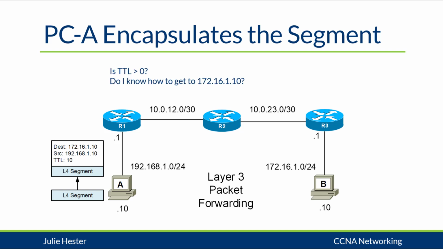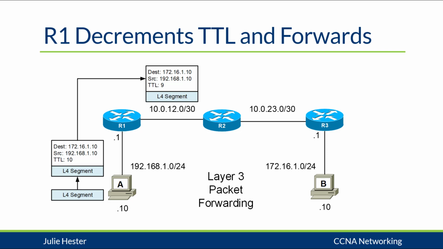R1 verifies that TTL is greater than 0 and looks up the destination IP address to PCB in its routing table. Now R1 decrements the TTL from 10 to 9. It forwards the packet to router R2. R2 receives the packet. Like R1, it verifies that TTL is greater than 0 and looks up the destination IP address to PCB in its routing table. R2 decrements the TTL from 9 to 8 and forwards the packet to router R3.